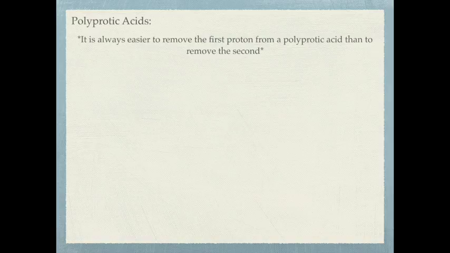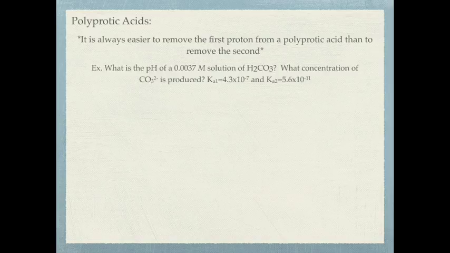And so if I ask you to find the pH of a polyprotic acid, since you are removing two hydrogens, you might be tempted to incorporate both of those in finding the pH. However, because you'll lose so many more hydrogen ions in the first removal, you only look at your first dissociation reaction. You don't look at the removal of a second proton. So let's look at this.